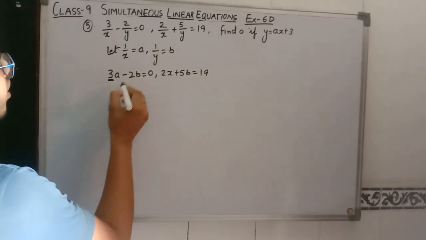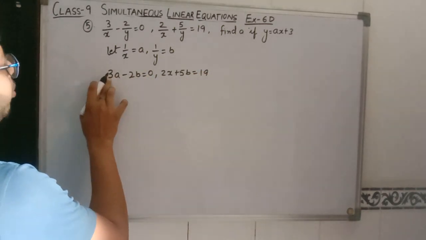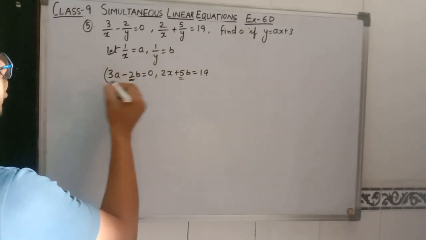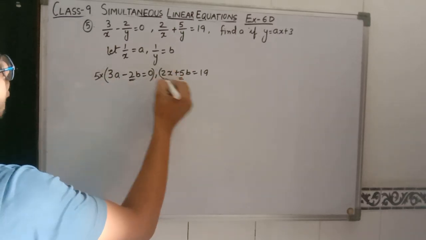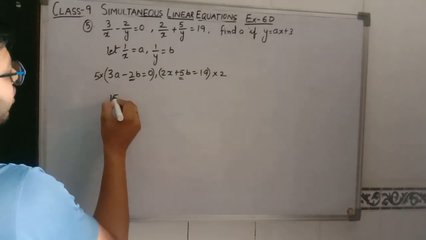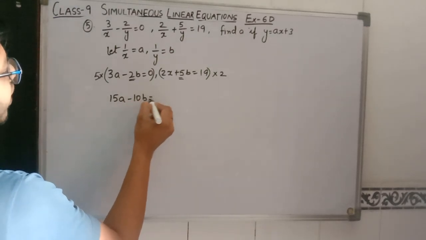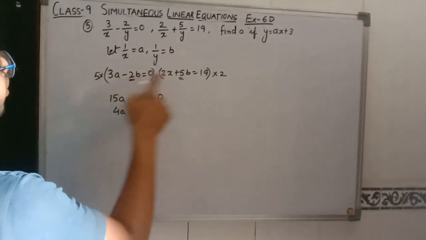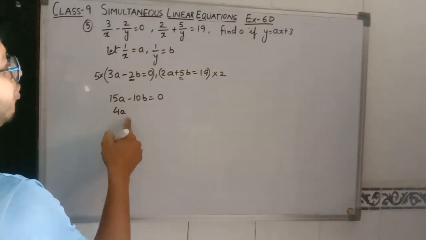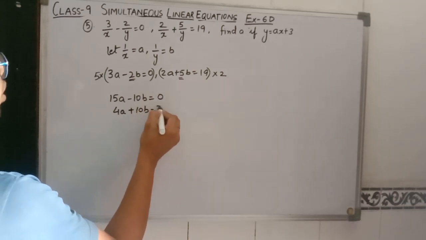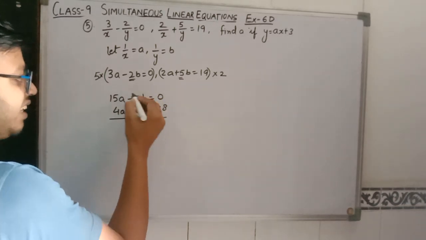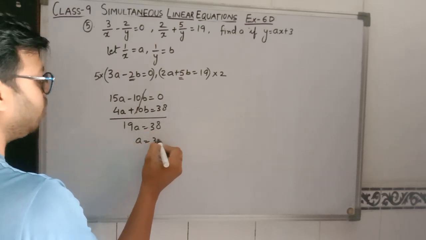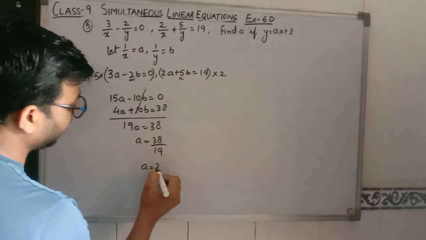Now here the coefficient is 3, and suppose we are eliminating the coefficient of b, here it is 2 and here it is 5. So we have to multiply this equation by 5 and this equation by 2. 5 3 is 15a, 5 2 is 10b, 5 0 is 0. 2 2 is 4, yes here a. So it will become 4a plus 10b is equal to 38. Now when we add the equations, because the signs are opposite, 19a is equal to 38. So a is equal to 38 upon 19. The value of a is 2.